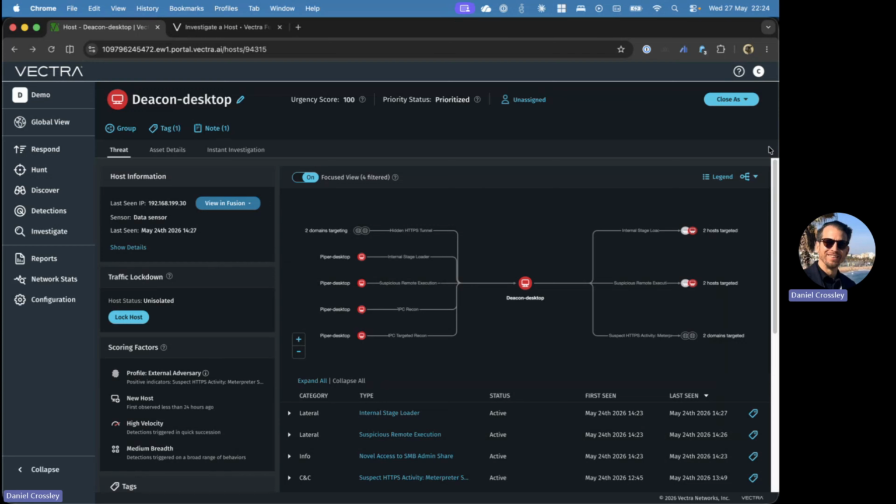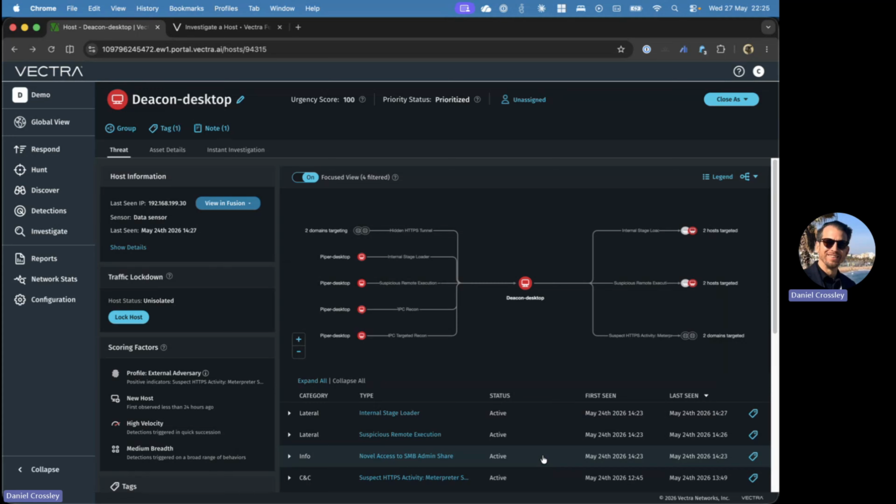And what we're specifically looking at is a prioritized entity, which is in fact a host. Vectra is telling us that this is prioritized because, based on the behaviors that Vectra has observed in the network traffic, with a high degree of confidence, this host is likely compromised. Now, one of the things we want to do when responding to this type of incident, once it has been qualified, is understand the blast radius.